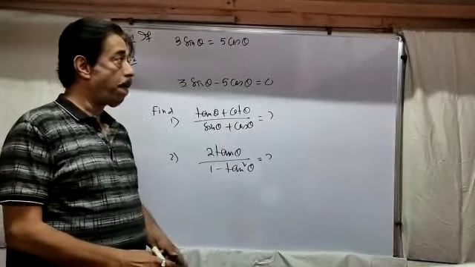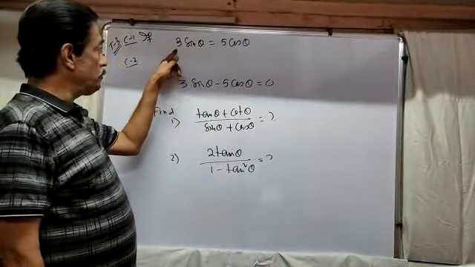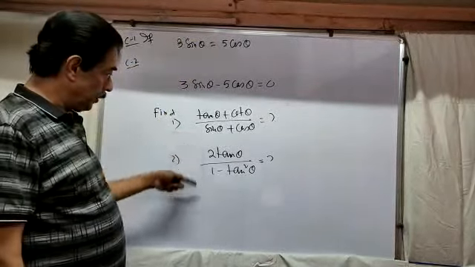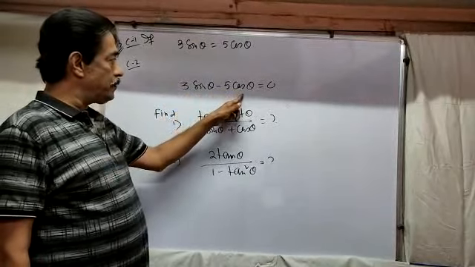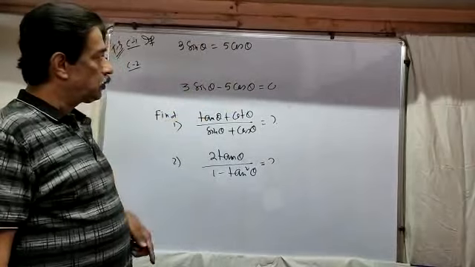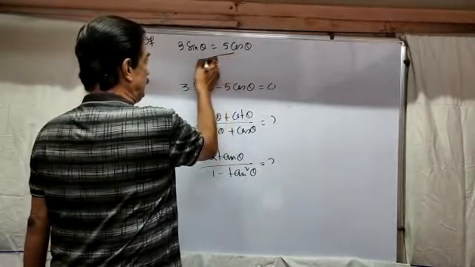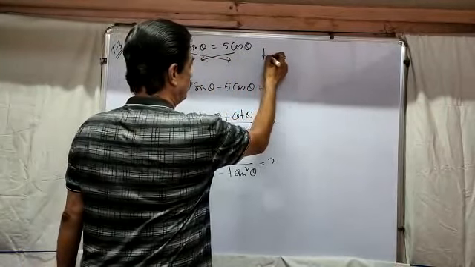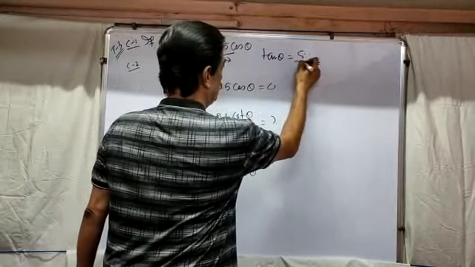Now observe our third type. They can give the same question in a different way. Condition 1: if 3 sin theta equal to 5 cos theta, then find any one value. Condition number 2: if 3 sin theta minus 5 cos theta equal to 0, then find the value of this. For these two problems, you have to change the sides. If I take cos on this side and sin on this side, we can write tan theta equal to 5 by 3.